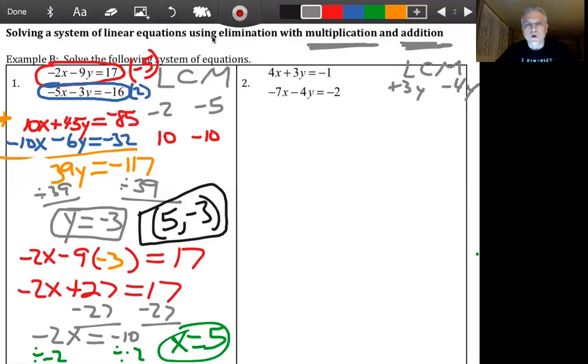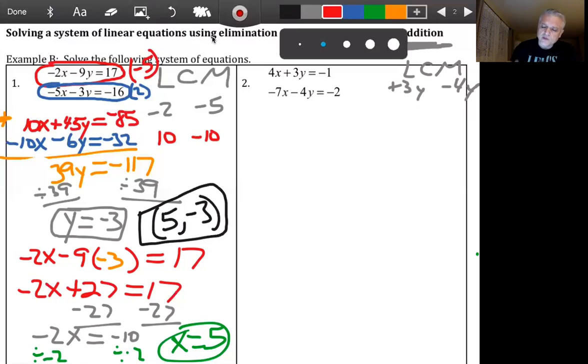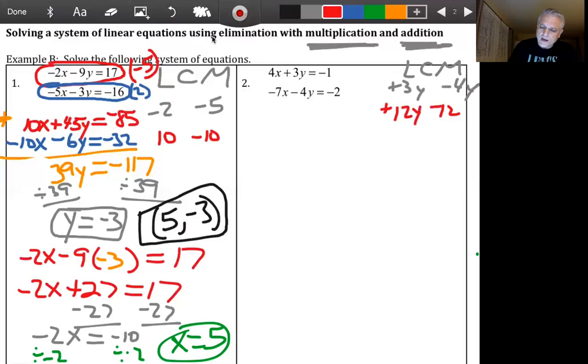So 3 and 4, what's the lowest common multiple for 3 and 4? The smallest number that 3 and 4 are both factors of, well, you can always do 3 times 4, and you get the right answer on this one. The lowest common multiple is 12. Now, it would be cool if we could have a plus 12y and a minus 12y. That would be neat, because then we could add them together. Bing, bang, boom. We were eliminating one of the variables.